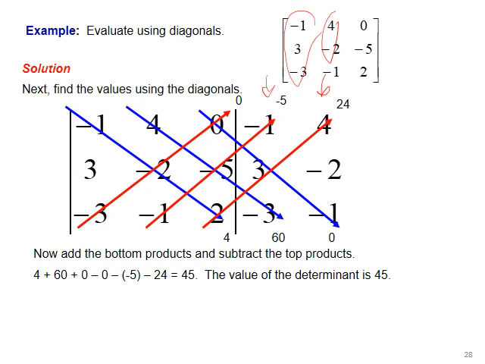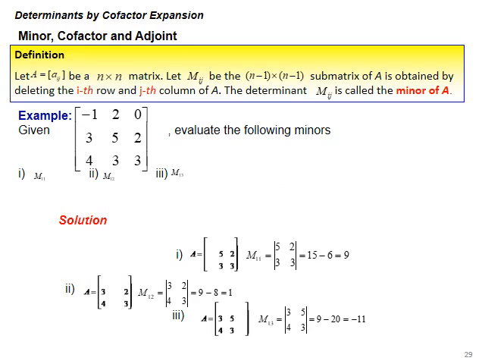Then the blue is multiplication with positive, the red is multiplication with the negative, and then they do the math, addition and subtraction. I think it's easy. Now next, I will go to the cofactor expansion, how we find the determinant using cofactor expansion.